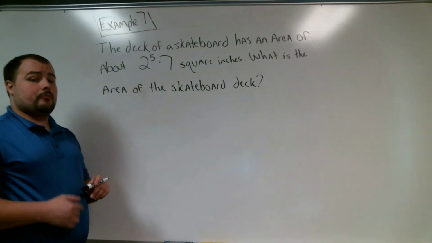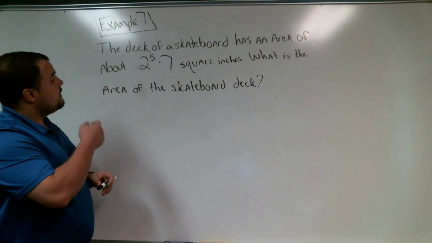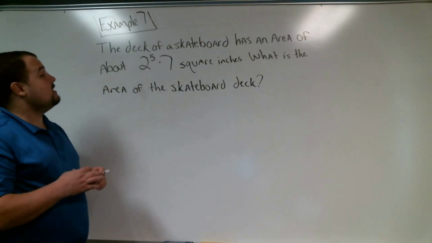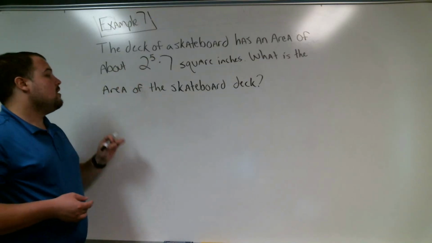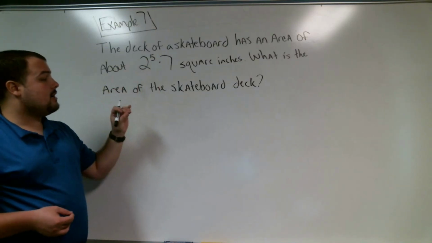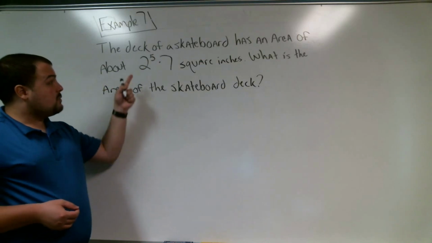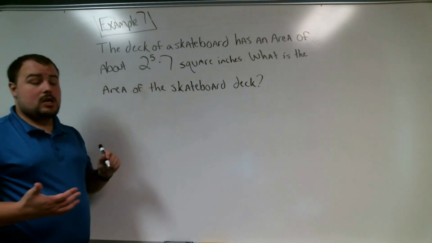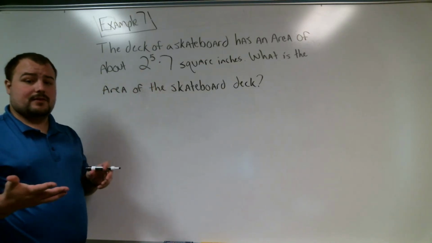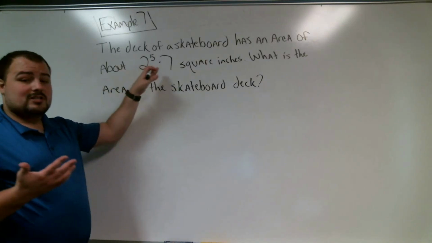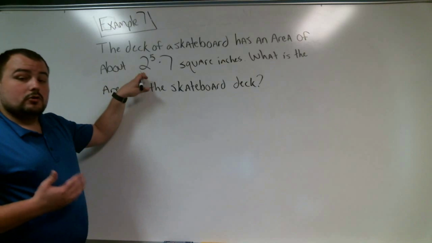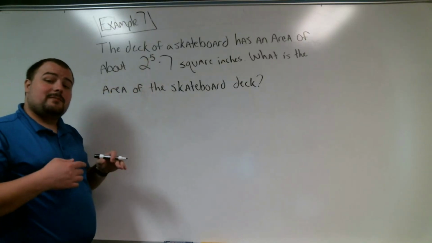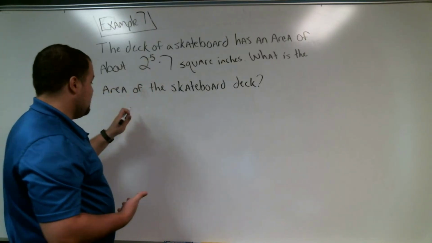In example 7, we're talking about area. It says the deck of a skateboard has an area of about 2 to the 5th power times 7 square inches. Our job is to figure out what is the area of the skateboard deck, which means that we're actually going to solve or evaluate 2 to the 5th power times 7 mathematically. I'm going to expand this out so I can solve it a little bit easier. The 2 is the base, the 5 is the exponent, so that means I see the number 2 5 times.